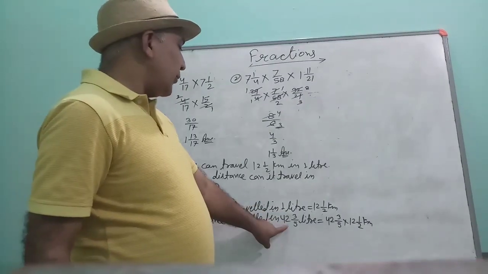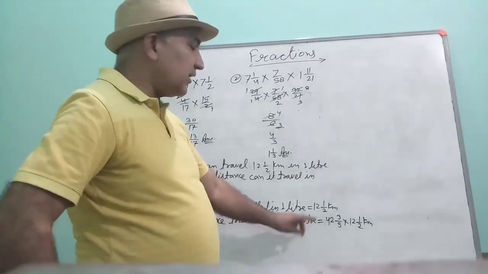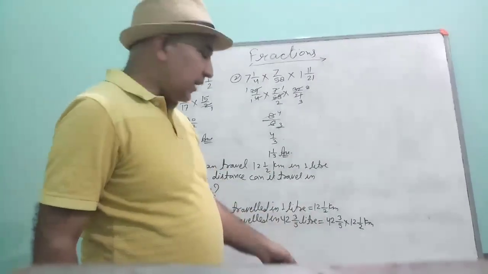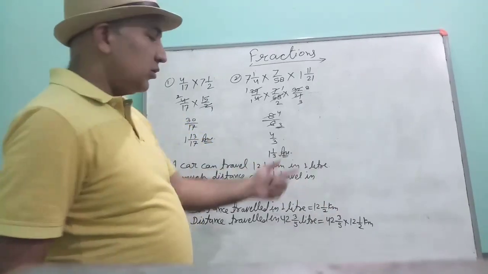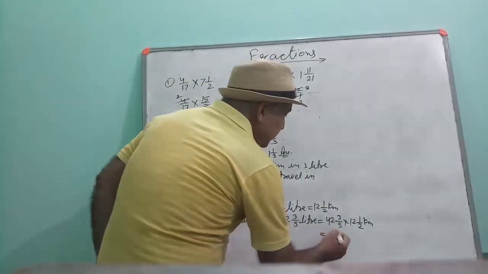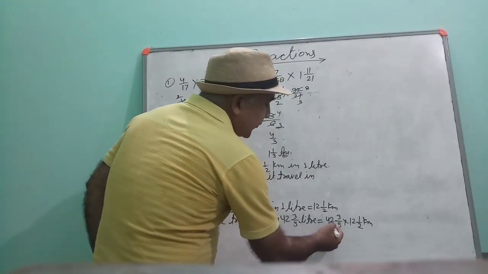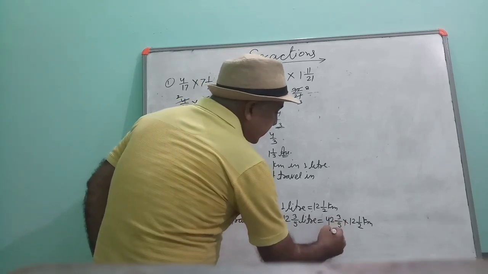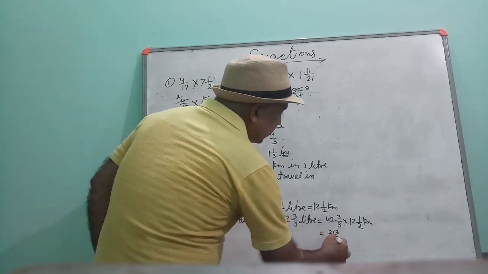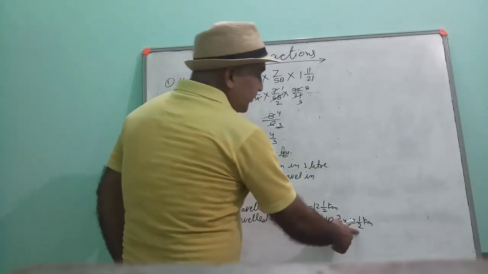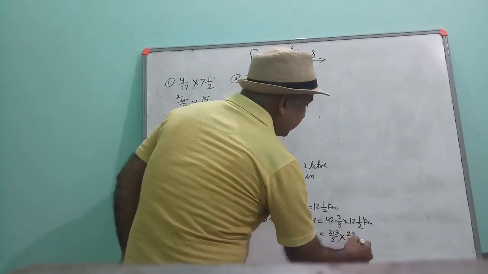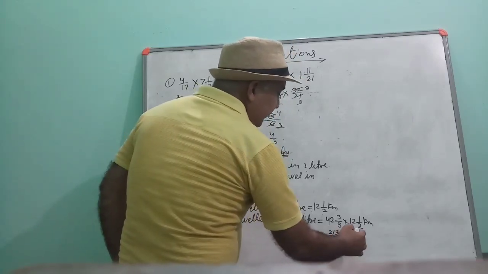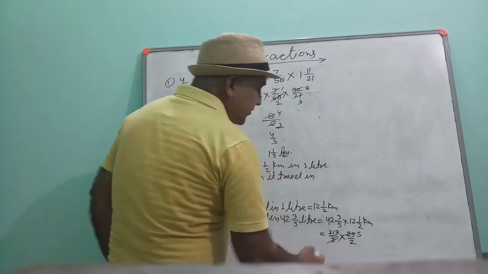Because in 42 into 3 by 5 liter the car will travel more distance, and when your answer comes more, then you have to multiply. Now solve and get your answer. See, 5 is multiplied by 42, 210 plus 3, 213 by 5 into 2 into 12, 24 plus 1, 25 by 2. You can see that 5 can divide 25 by 5 times.